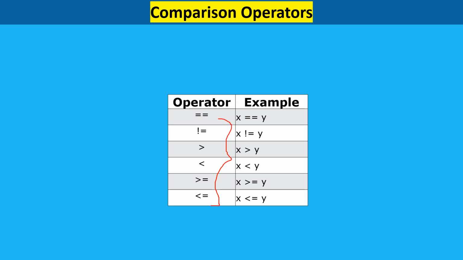This is important in programming because it helps us find answers and make decisions. The return value of a comparison is either 1 or 0, which means true for 1 and false for 0. These values are known as Boolean values, and you will learn more about them in the Boolean and if-else chapter.